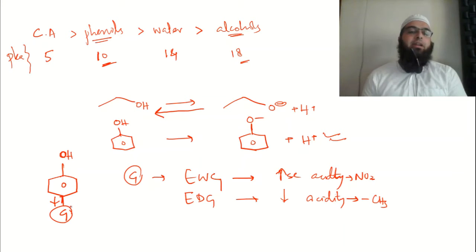And if we have an electron donating group present in the ring, then it's going to increase the electron density of this oxygen, making the oxygen hydrogen bond less polar. As a result, the abstraction of a proton from the oxygen is not too easy, making it less acidic in nature. Okay, so we have to look at this thing.